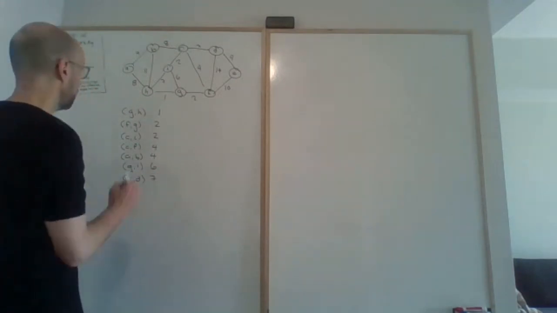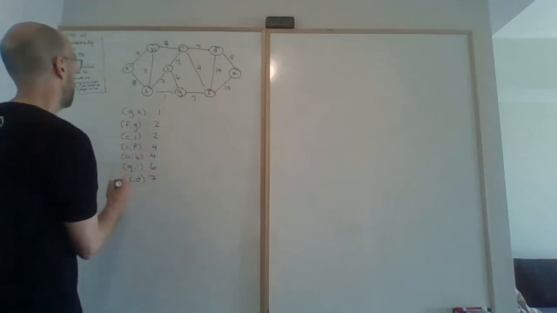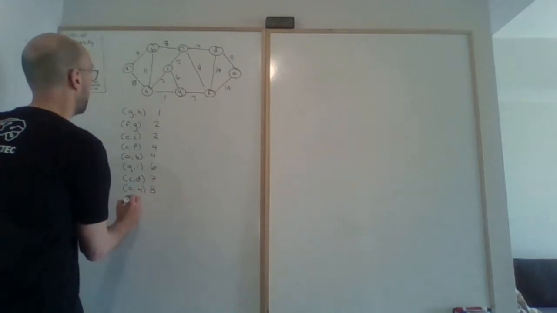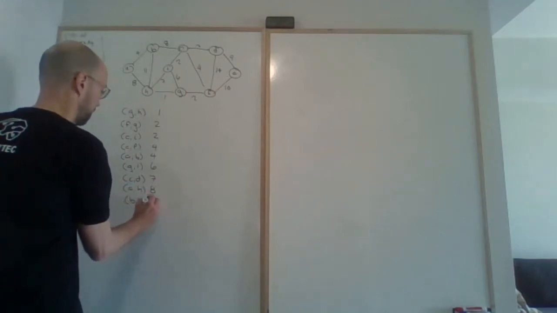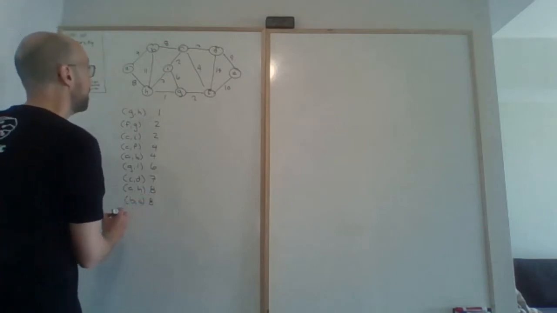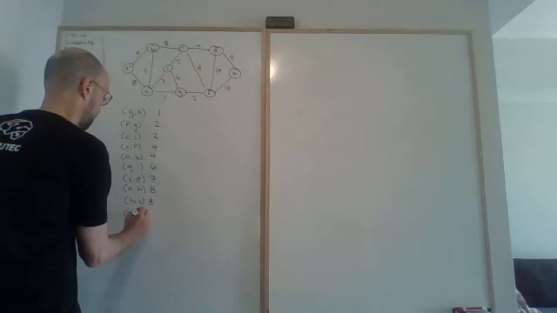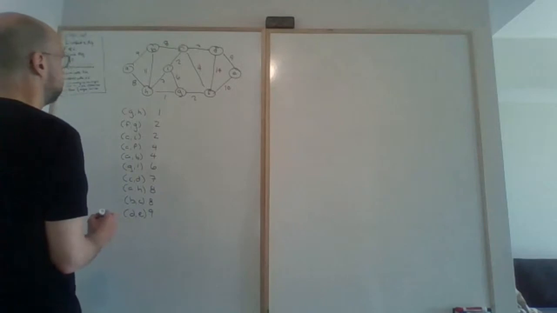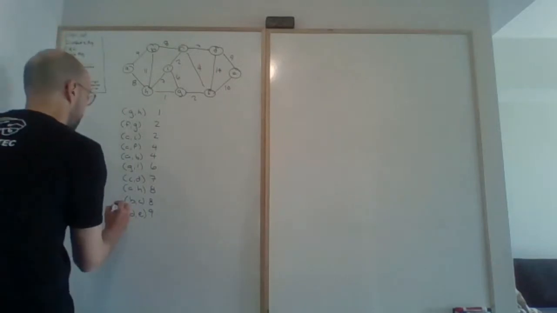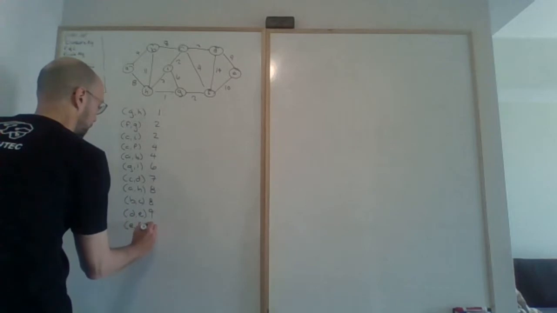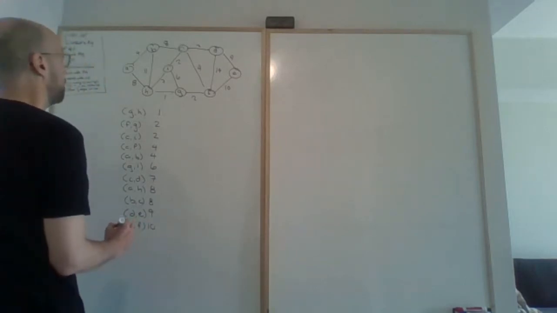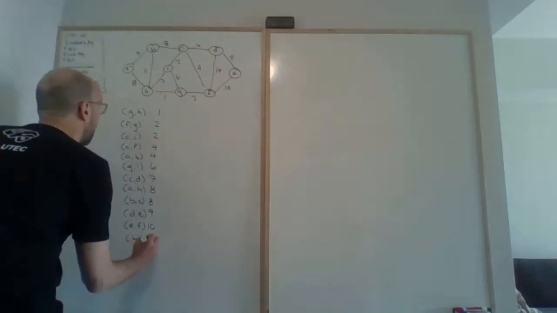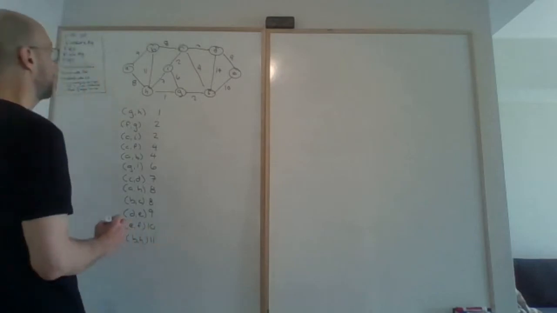CD, that's weight 7. AH, that's weight 8. BC, that's weight 8. DE has weight 9. EF has weight 10. BH has weight 11. And is that everything?